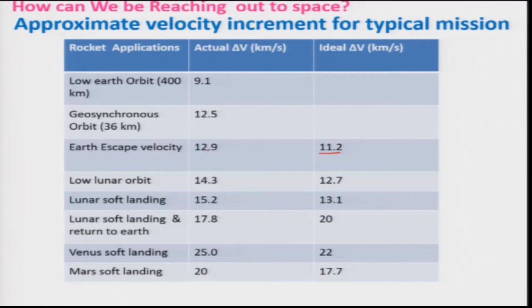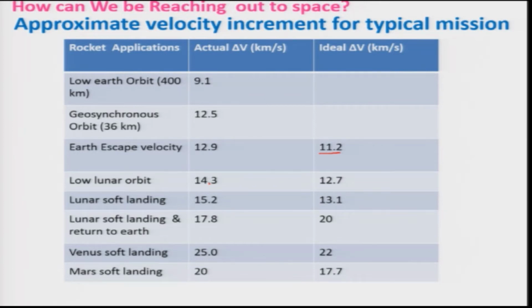The ideal velocity increment for the earth escape velocity is 11.2 kilometer per second, and the actual one will be 12.9 kilometer per second. As I told, there will be losses. The low lunar orbit should have 12.7 kilometer per second if you consider the ideal case, but the real case will be 14.3 kilometer per second.